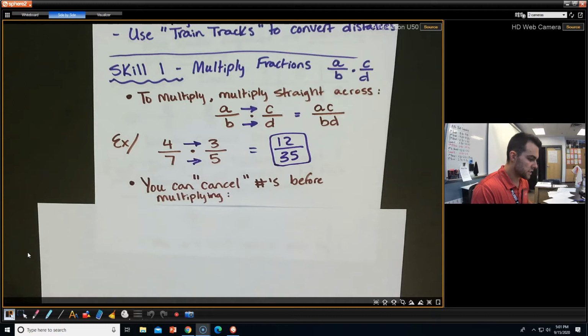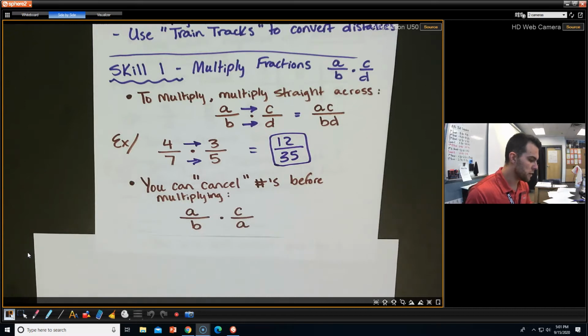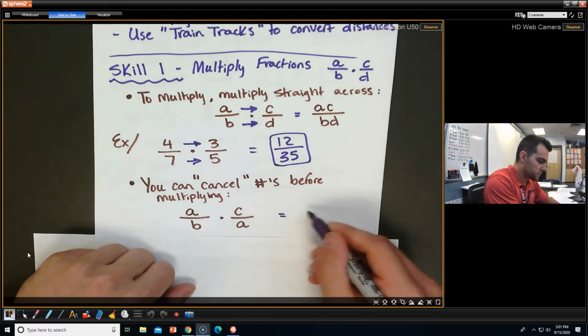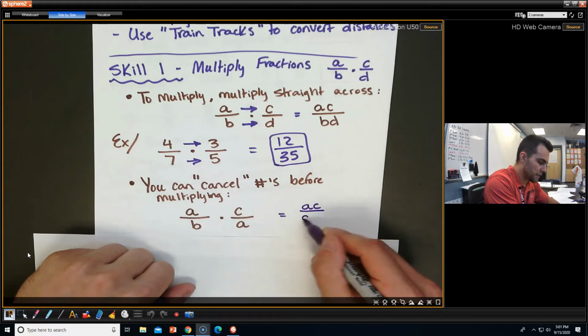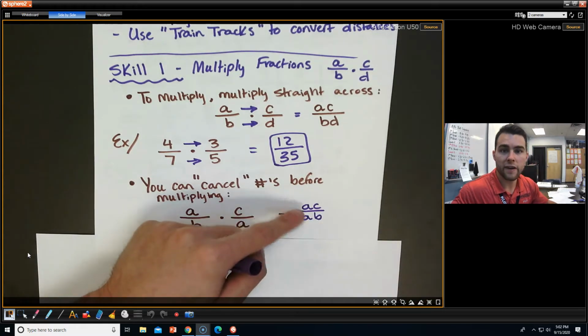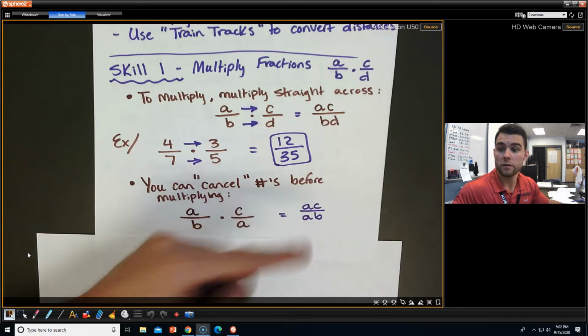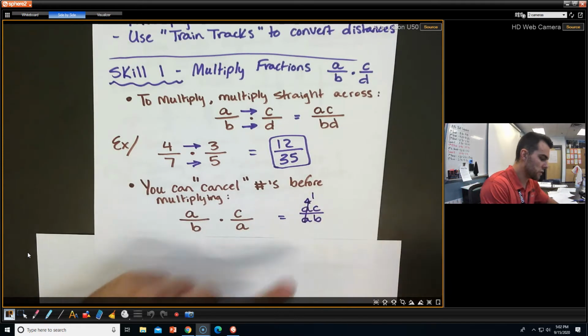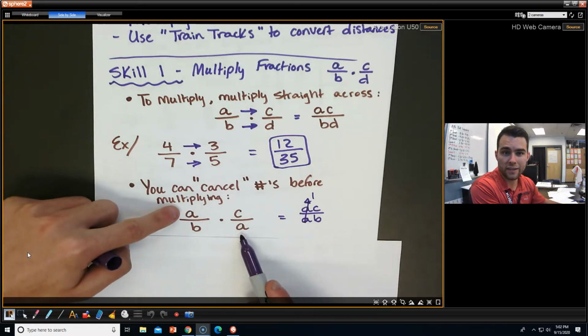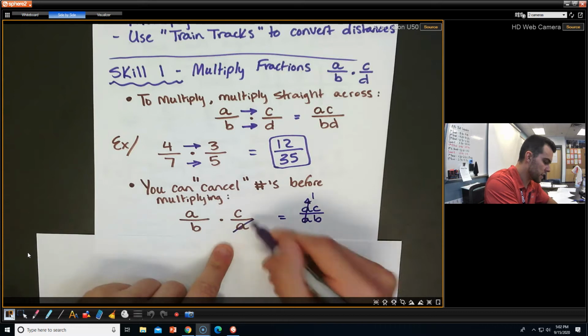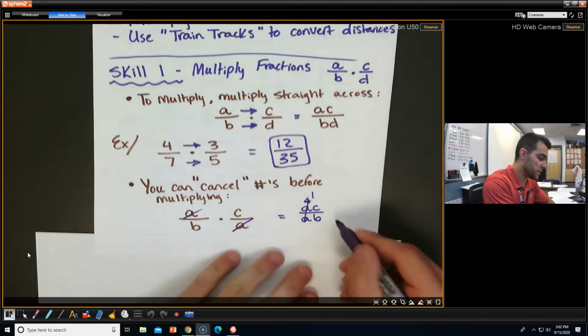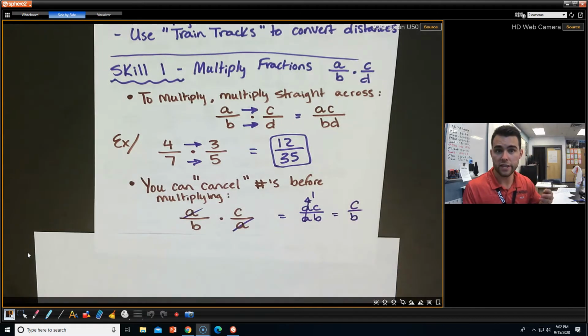Okay. Now here's a cool little trick. You can cancel numbers out before multiplying. All right. So if you have something like this, again, I'm using A, B, and C. But this time, I have my A in the numerator and my A in the denominator. When I go to multiply these, I'm going to get A times C over A times B. Well, if I have something divided by itself, say like 3 divided by 3, they cancel out to 1, right? So if you notice that these are diagonal, the same number, then you can cancel those out, and you're just going to be left with C over B when everything is said and done, okay?